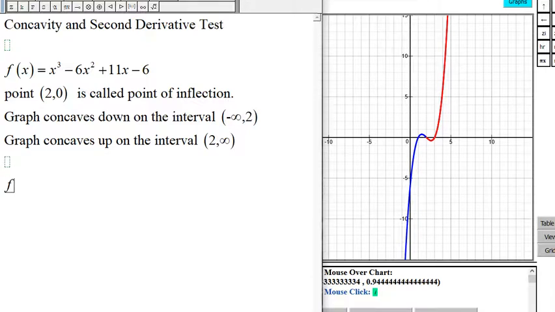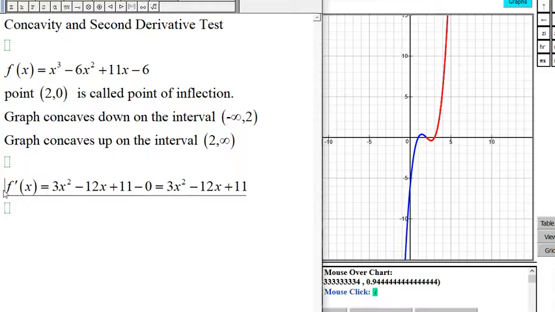And so we do the first derivative. The derivative of x to the third is 3x squared. The derivative of minus 6x squared would be minus 12x. The derivative of 11x is 11, and the derivative of 6 is 0. And so we get 3x squared minus 12x plus 11.